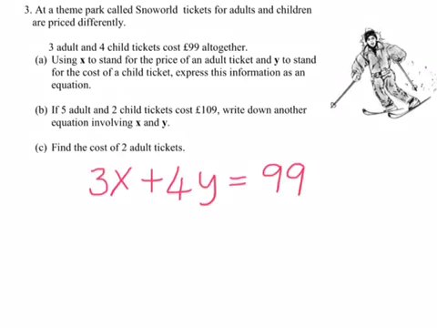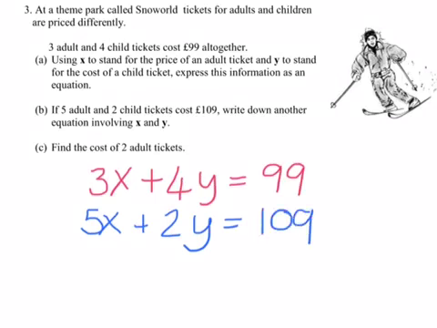Part B gives us another scenario where we have 5 adult tickets and 2 child tickets costing a total of £109, and similarly we have to write that as an equation this time. So 5 adults this time will be 5x. We're adding the price of the child tickets, so this time it's 2 child tickets, which is 2y, and that in total costs £109.